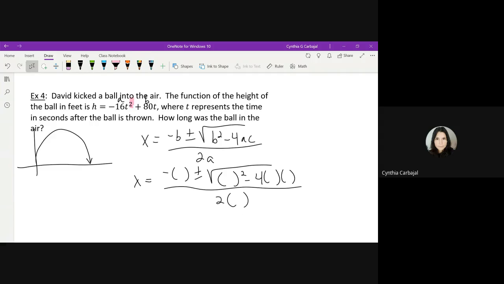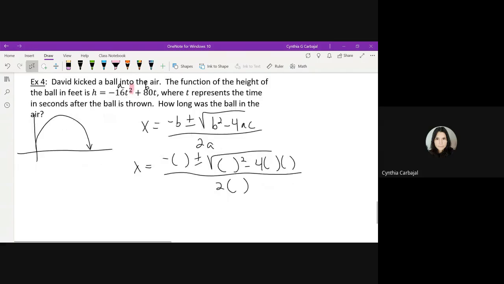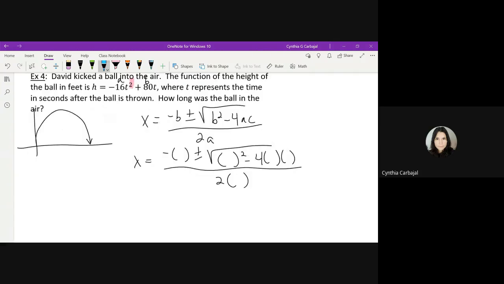Okay. So our A here, and they're going to be kind of big numbers, so I'm probably going to end up using a calculator, is negative 16, very important. And then my B is 80, ugh, these are going to be big numbers. And then no C, so the C is 0, which is important too. You just can't get rid of it. So I'm going to pull out my phone here so I can use a calculator. This first one is just negative 80.